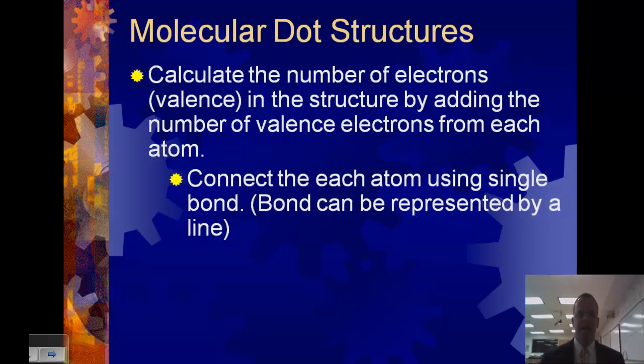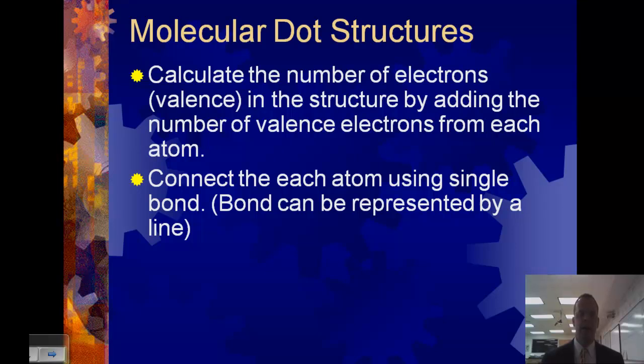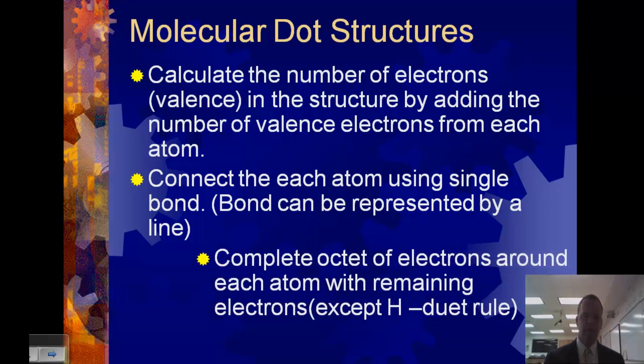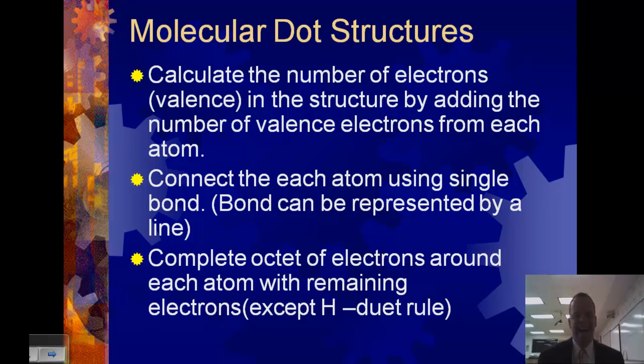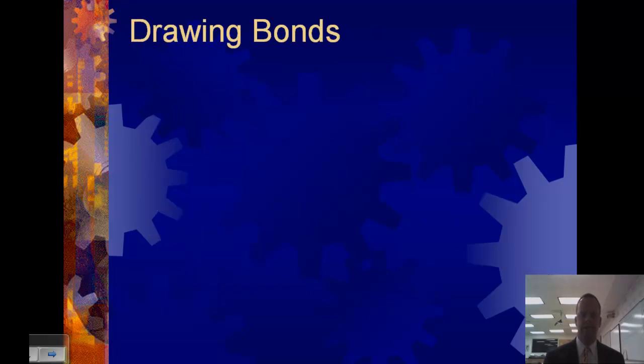The next easiest thing, and I think this is more of the puzzle model where you're trying to put it together like a puzzle, is to connect each atom using a single bond. A bond can be represented as two dots, two electrons being shared between two atoms, or a line. And then we want to complete the octet of electrons around each atom with the remaining valence electrons. Remember, all atoms other than hydrogen are looking to have 8 valence electrons to be stable. Hydrogen will only have 2 because it only has the 1s orbital, which only takes 2 electrons.